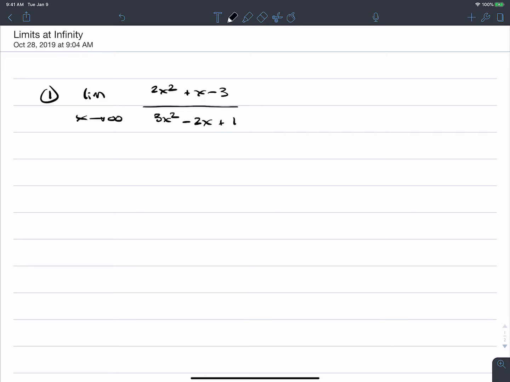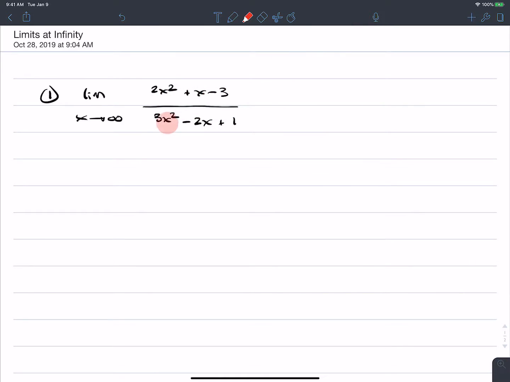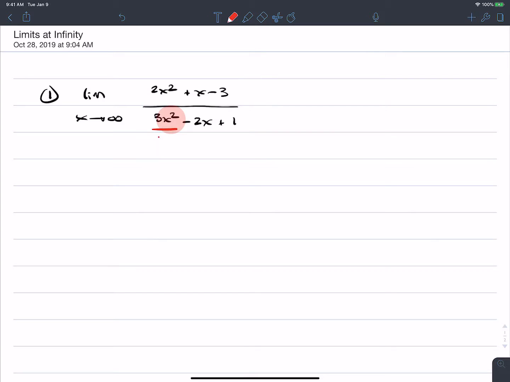All right, remember, based on what we've done so far, what do you guys always want to do here when you have a rational function? Do you guys remember? Yeah, always divide by the highest power for your variable in your denominator, right? So in this case, it's going to be that x squared here. So we're going to divide every term by x squared here.